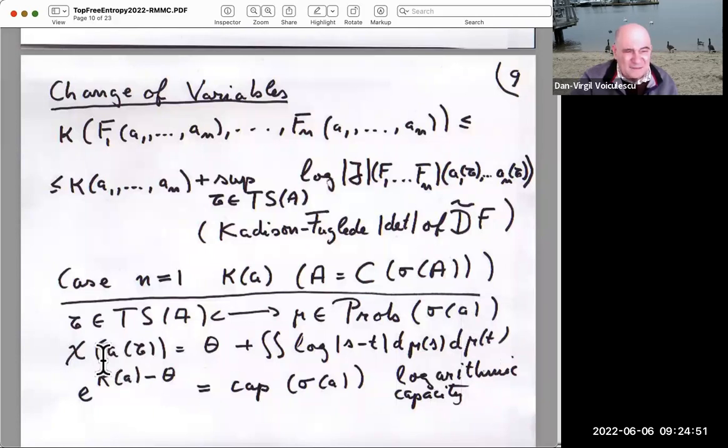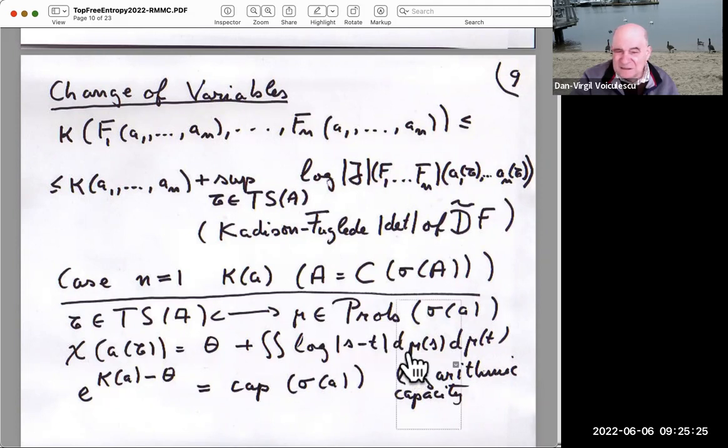And then if I have a trace state on this, the trace state is a measure, or probability measure, on the spectrum of a. And the free entropy of a, tau is just, up to a certain constant theta, minus the logarithmic energy of this measure. So a trace is a probability measure on the spectrum.